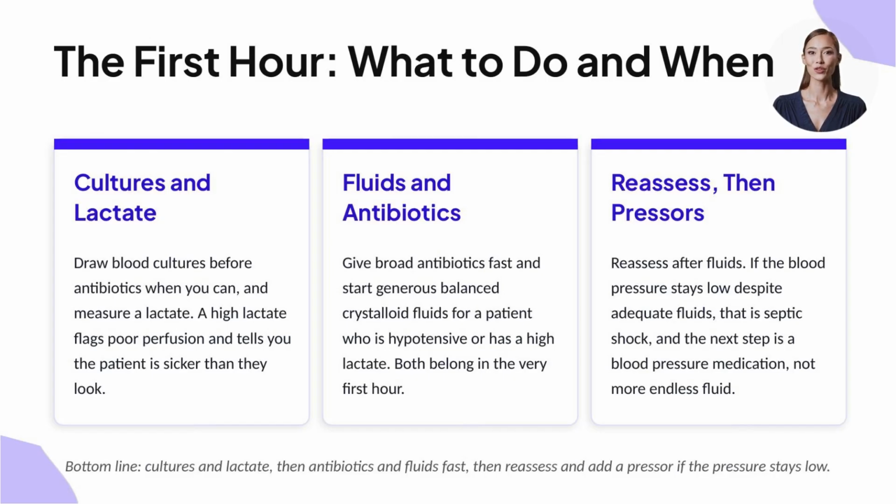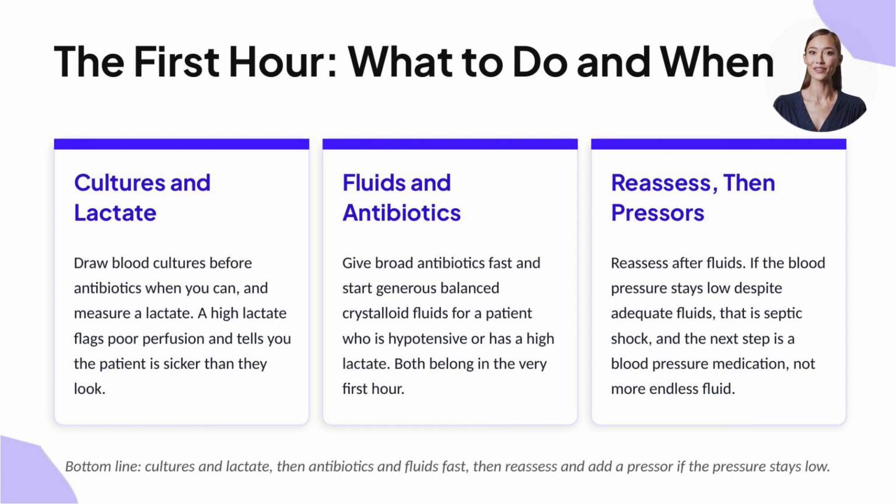Now let us talk about what to actually do, because the exam tests the sequence of early management constantly. Think of the first hour in 3 moves. First, draw blood cultures before you give antibiotics whenever you reasonably can, and check a lactate level. A high lactate is a quiet alarm that tells you the tissues are not getting enough oxygen, and that the patient is sicker than they may appear.